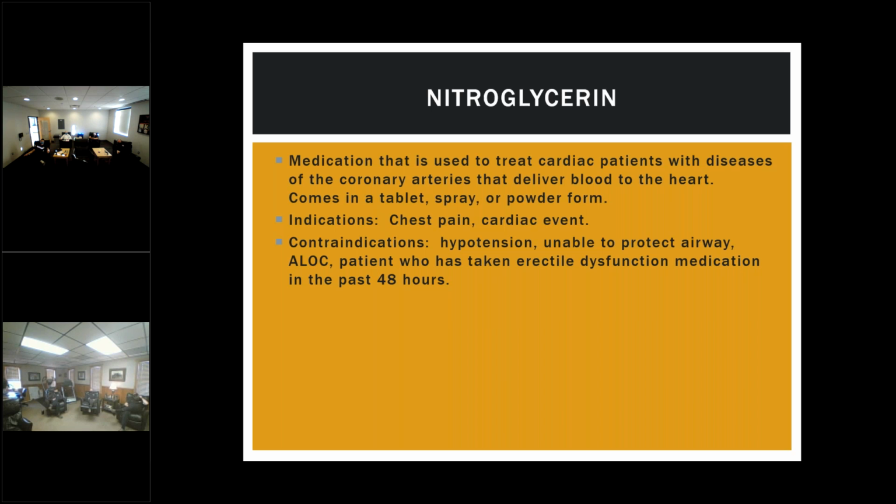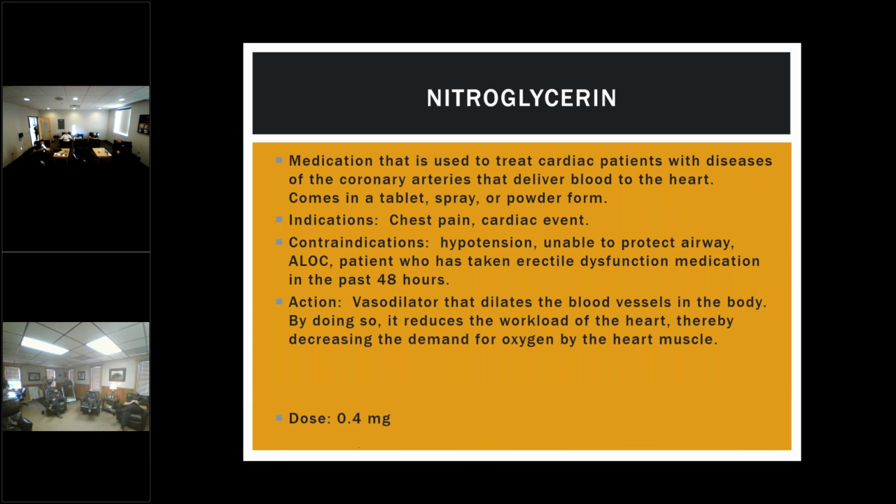Because it's a vasodilator, some of the contraindications specifically relate to hypotension. So if the patient's systolic blood pressure is less than 90, that would be a contraindication because it will drop the patient's blood pressure. Any taking of Viagra within the last 24 hours or Cialis within the last 48, those two medications act synergistically with each other, so they drastically decrease the blood pressure.